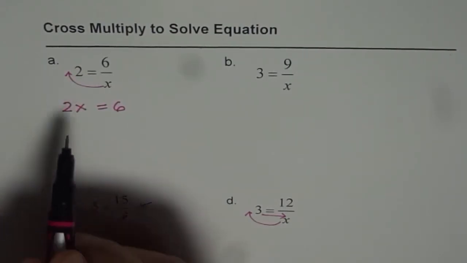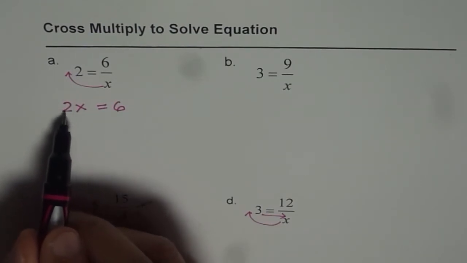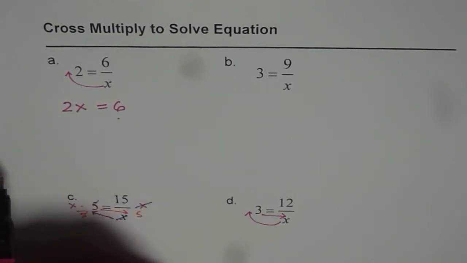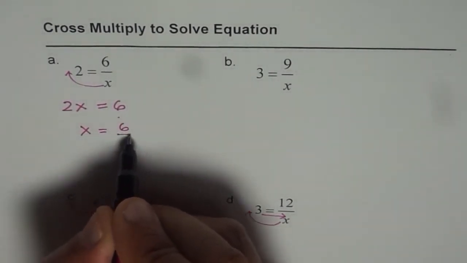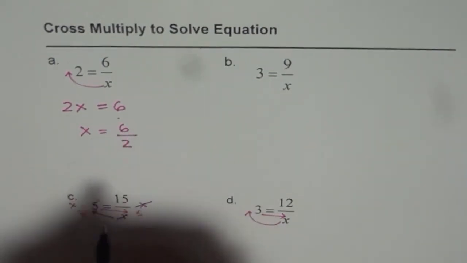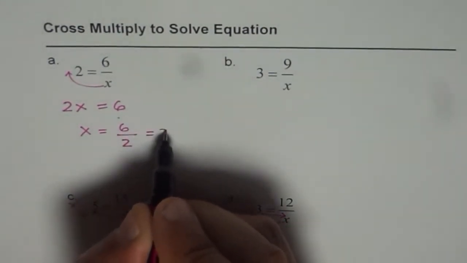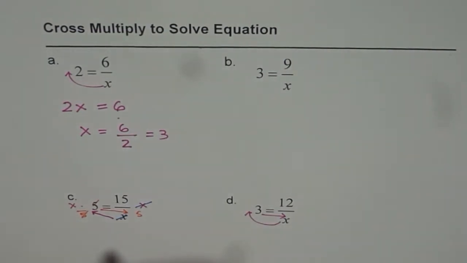And the second step is we'll again cross multiply. We don't want this 2 here, right? So 2 will come on that side. Do you see that? So we get x equals 6 divided by 2. Now 6 divided by 2 is 3. So that is the value of x.